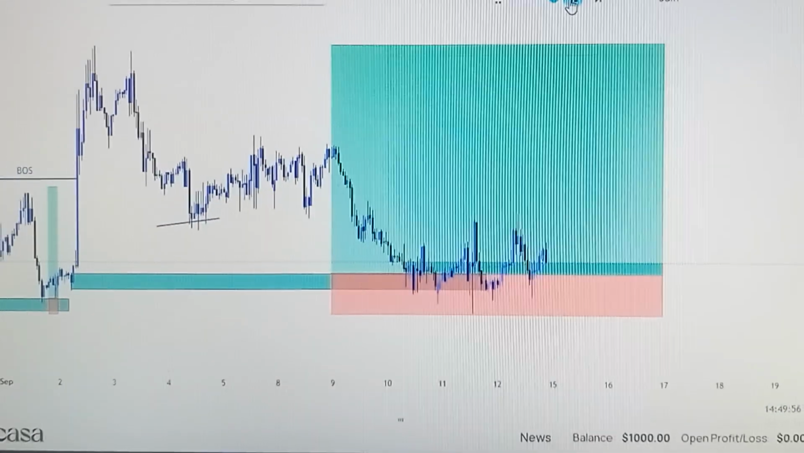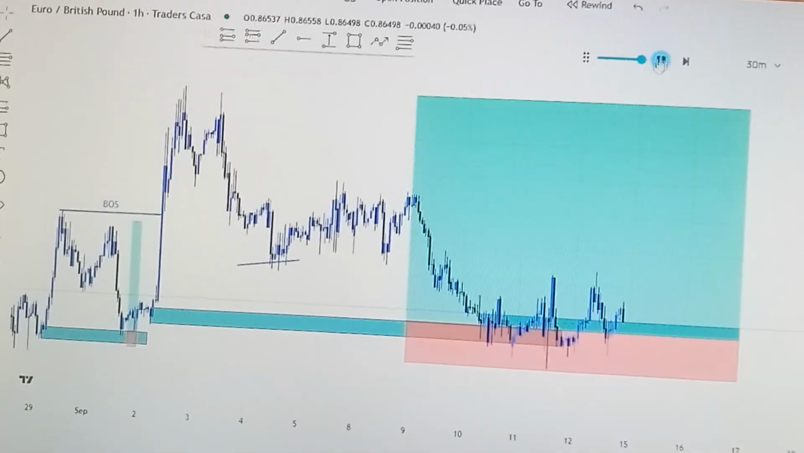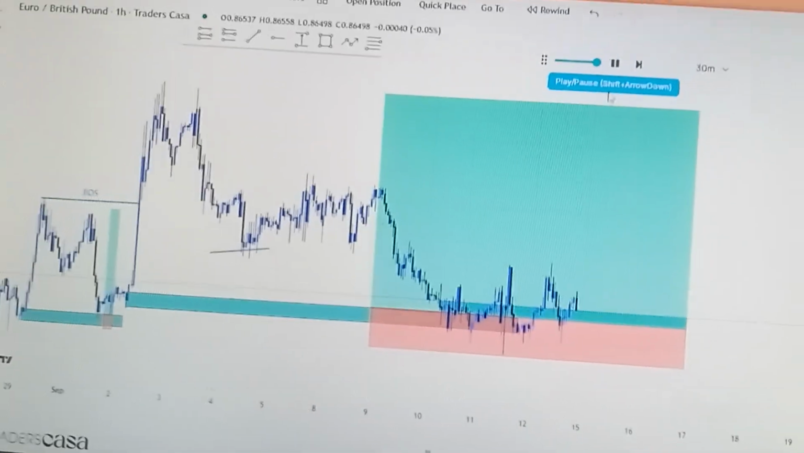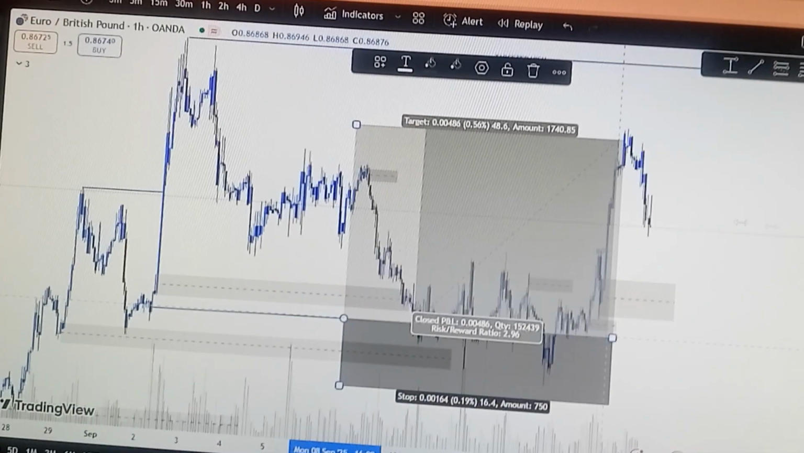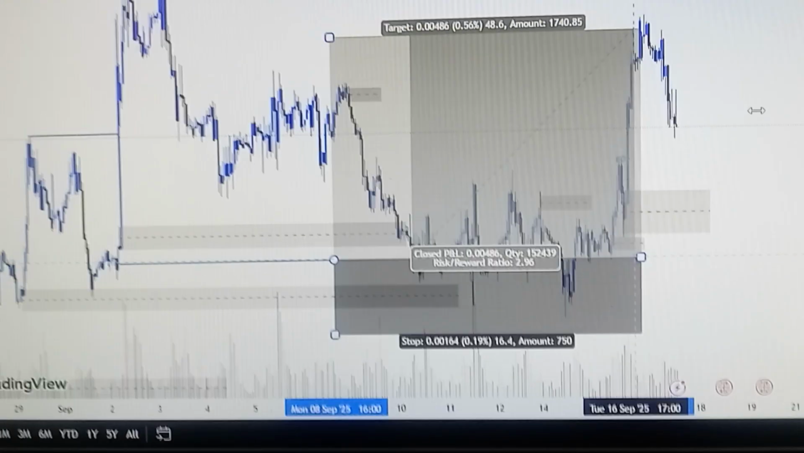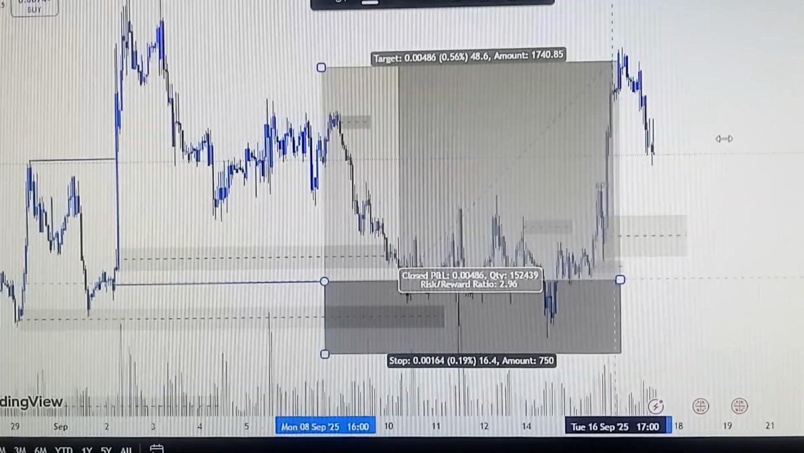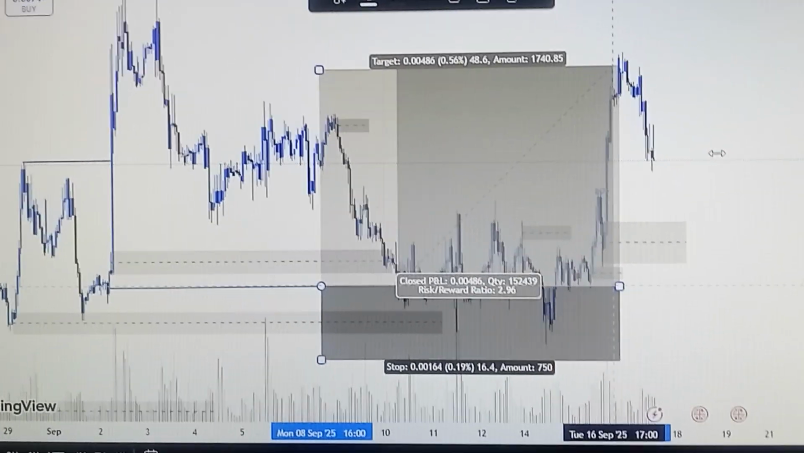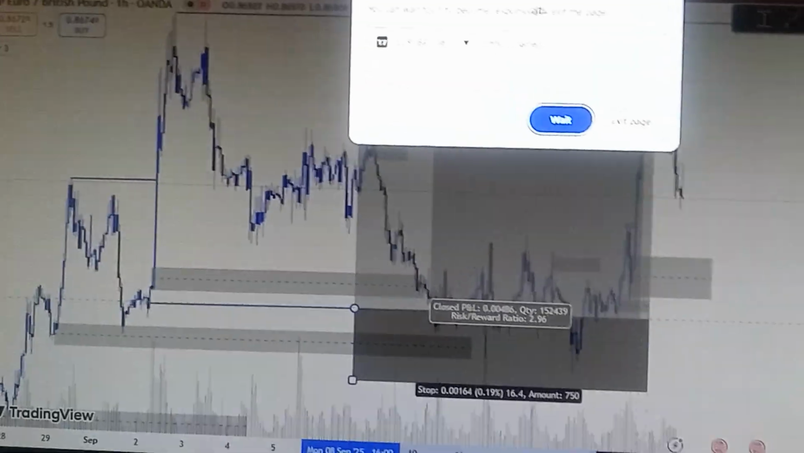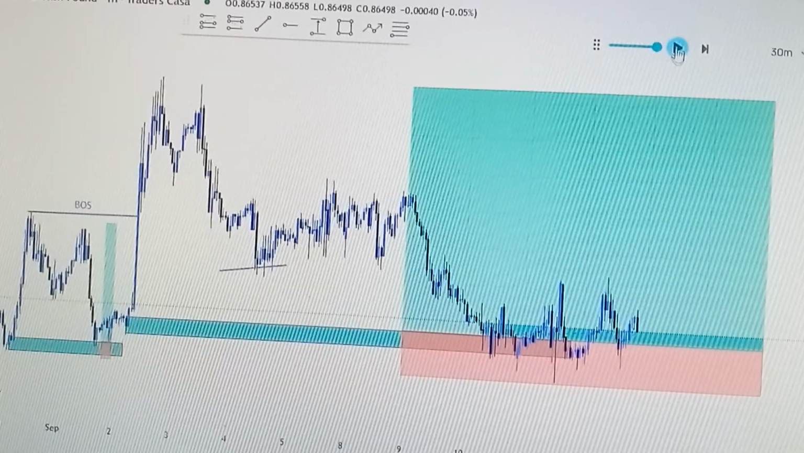My trade hit TP. This free backtesting tool is refusing to play the charts, but it hit TP eventually, as you can see on TradingView here. So this was a trade of 1 to 3 risk to reward, risking 16 pips to get 40 something pips, almost 50 pips by the way. This was a very good trade.